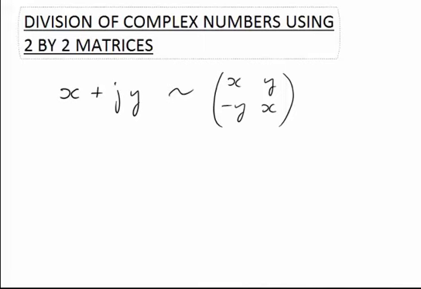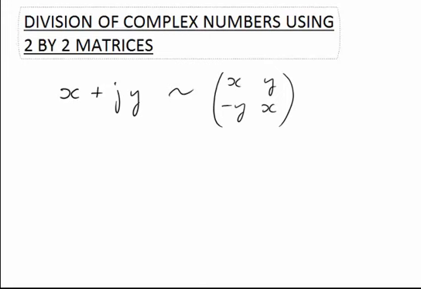In the first recording on the association between complex numbers and 2 by 2 matrices, we demonstrated that the number x plus jy could be equally well represented by the 2 by 2 matrix x, y, negative y, x. We showed that when we do this, the multiplication of complex numbers works, and that the multiplication transfers to matrix multiplication of 2 by 2 matrices in the correct way. Here we will have a look at division and show that it also works.